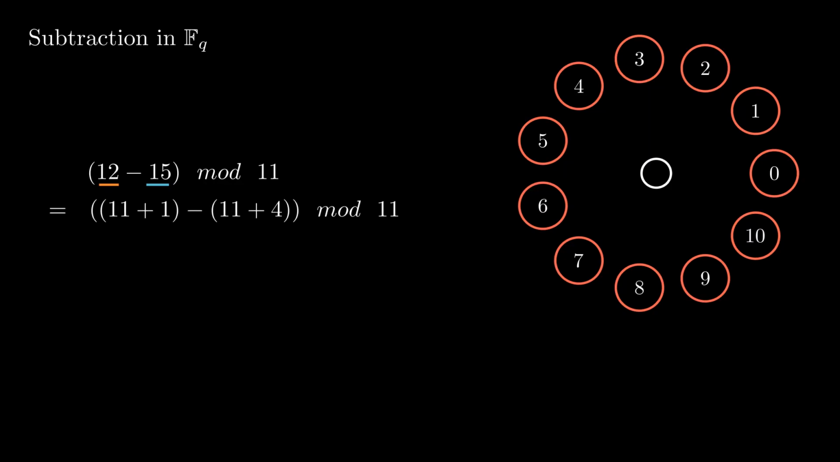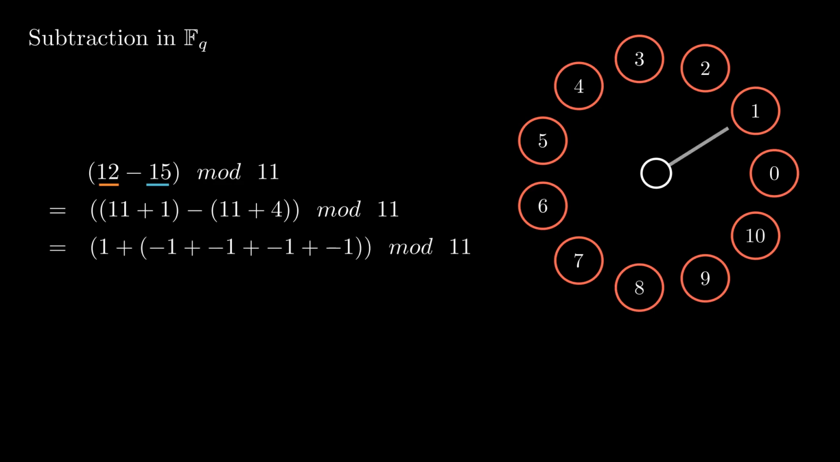This time we use the shortcut that we learned in the previous part. We write 12 as 11 plus 1 and 15 as 11 plus 4. Well, rotating 11 times will put you back to where you started regardless of the direction of the rotation, so we can remove each of these 11s. Note that we are not canceling them out. Each 11 equals 0 in Z11.